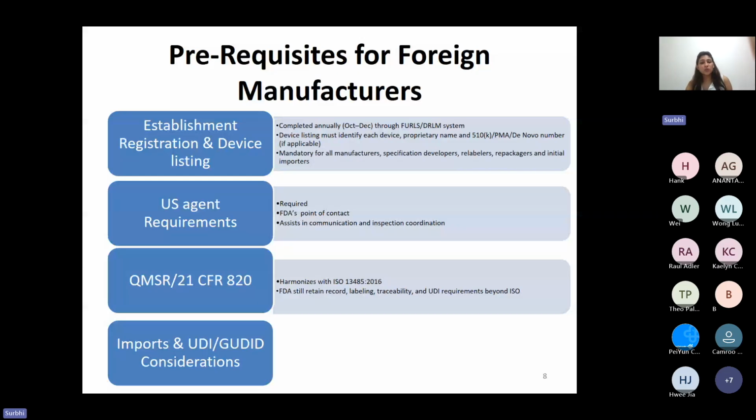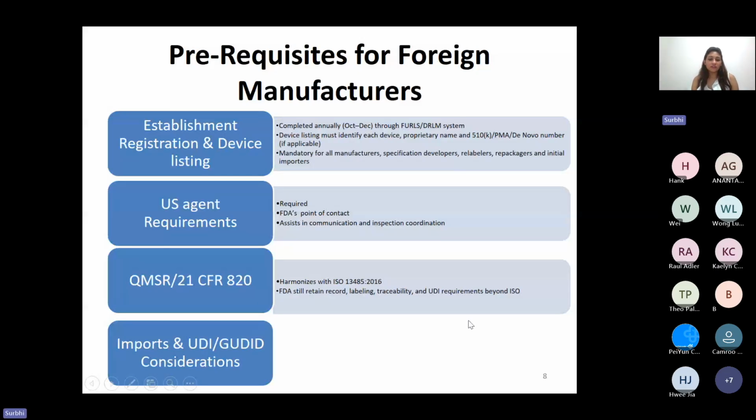Then the second thing we have to do is get a US agent, because we don't have an office over there. If you have a subsidiary there, you can use them as your point of contact with the US FDA. Agents will be the point of contact, they will help in communication, they will set up inspections, etc.